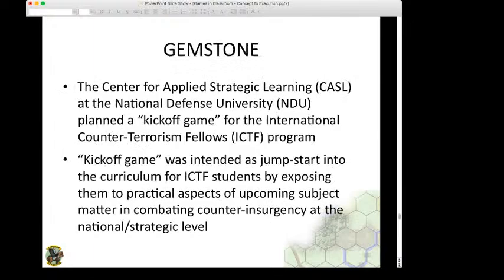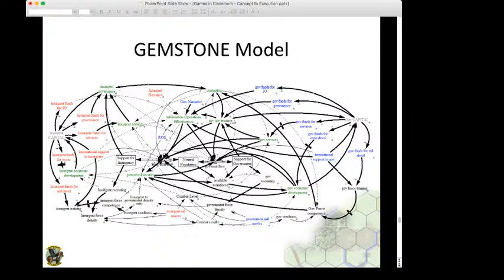Gemstone we talked about a bunch. This was the kickoff game, right? This was to jumpstart the curriculum for those ICTF students by forcing them to actually confront the material right out the gate. And that's what we did there with that kickoff game. This was the GEMSTONE model that we had to actually build under the hood in the computer system. And so the participants never saw this model until the last day of the exercise. And they said, here's how these things were all tweaking themselves and pushing and pulling underneath.